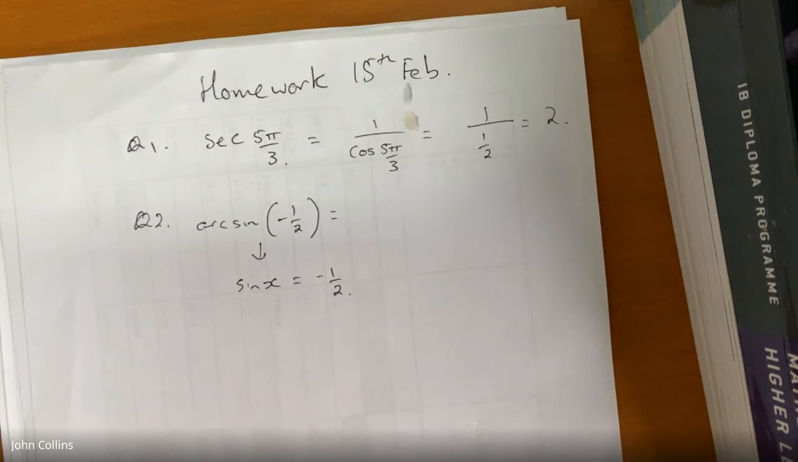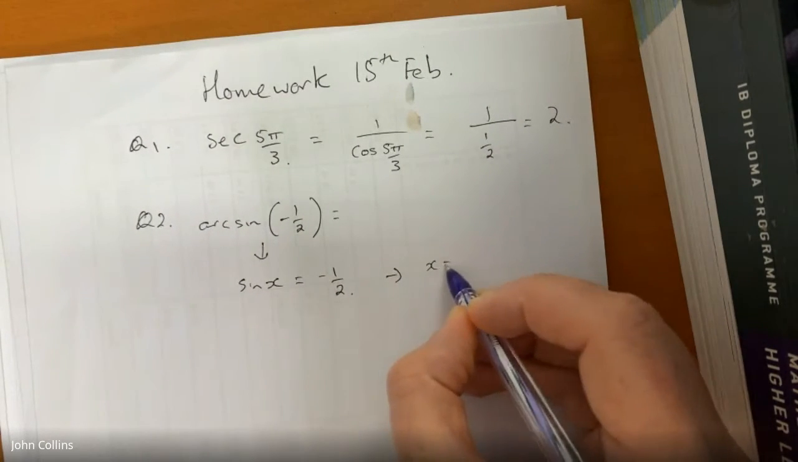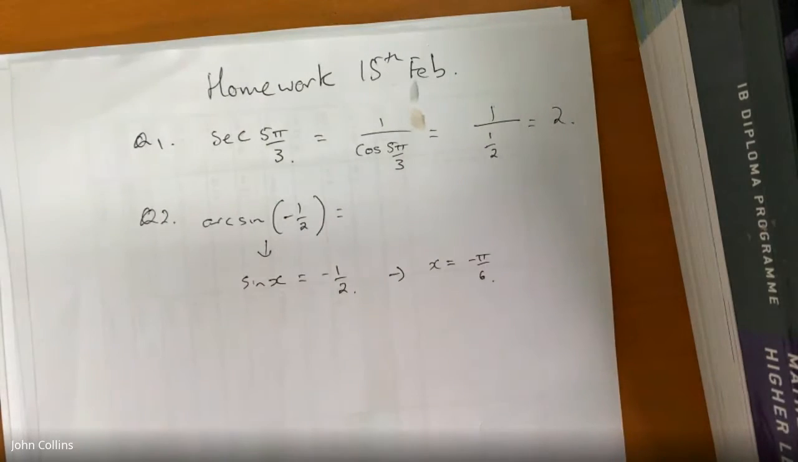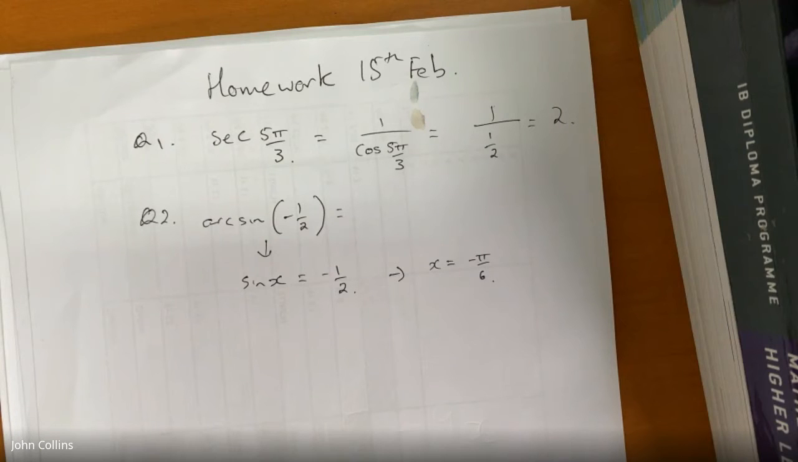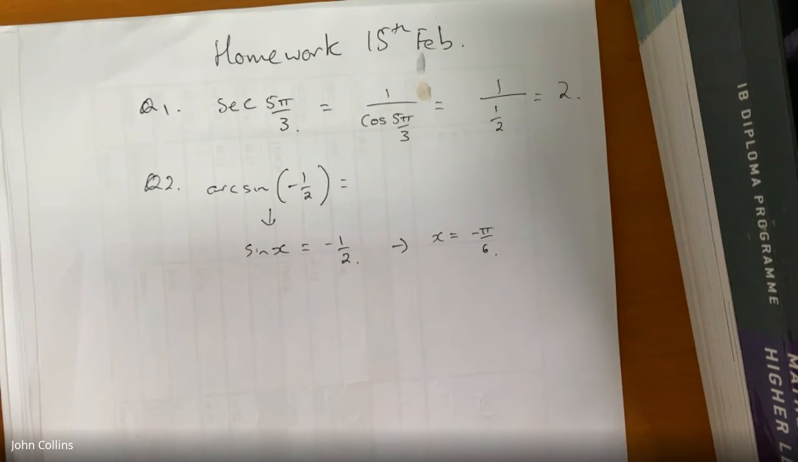How did you get negative a half, Malika? I just... So, because it's a known angle, you just said that x was minus pi over 6? Yeah, is that not okay? Why is it minus pi over 6? Because it's minus a half. I don't know. Okay. Anyone explain, maybe Rigel, why is it minus pi over 6? Just because it's minus a half?